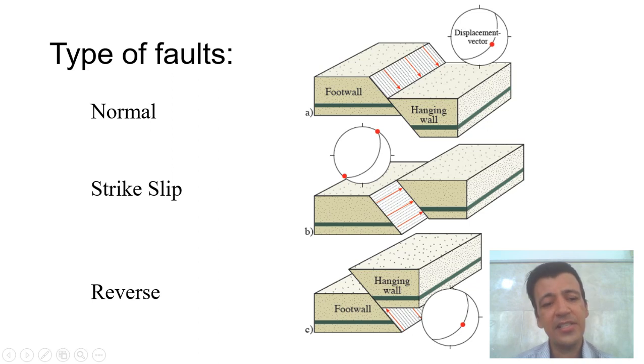And the third type of fault is the reverse fault. In reverse faults, the hanging wall moves upward against the footwall, unlike normal faults, where the hanging wall moves downward. Yes, the displacement vector in the reverse fault is the same as in the normal fault. This is the types of faults; we define each one of them here.